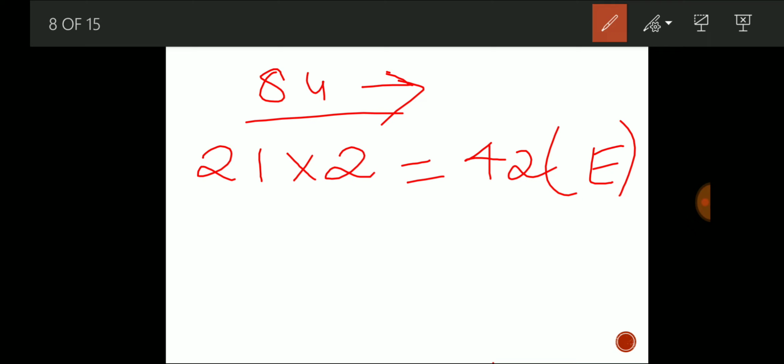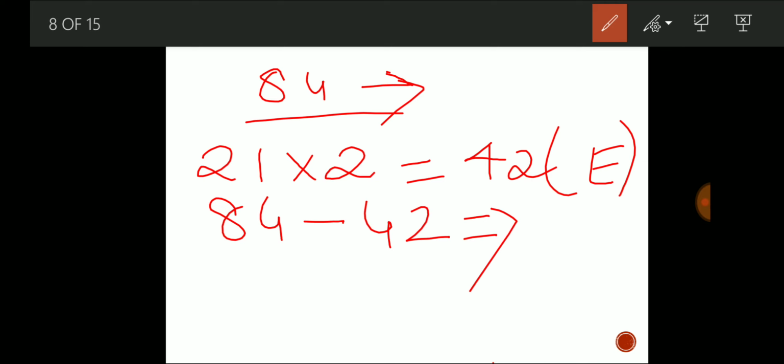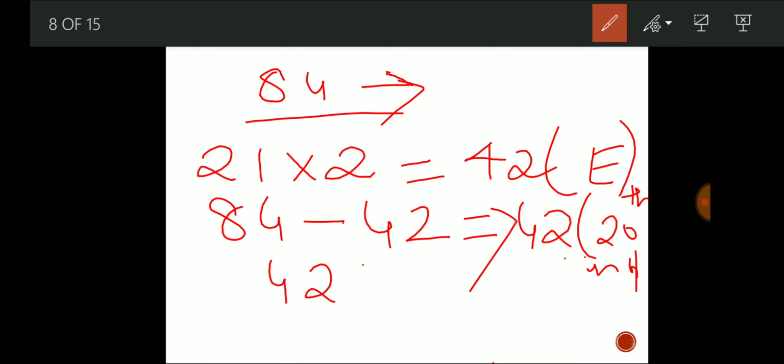So which means the actual average would have been 84 minus 42, because this 42 is extra which is scored by him. That is only getting shared. So the actual would have been 42. This is till the 20th innings. Till the 20th inning, his average was 42. Now after the 21st innings, his average is increased by 2. So 42 plus 2, his new average is going to be 44.